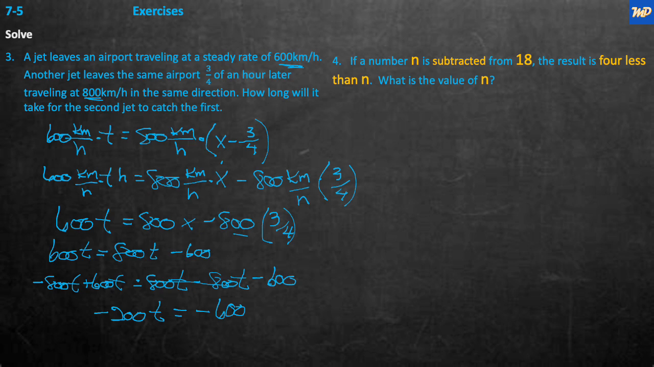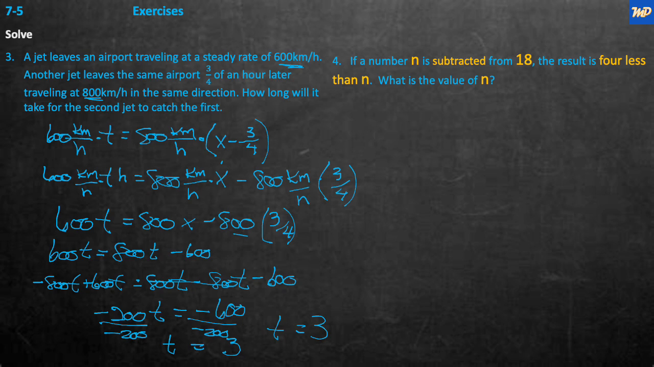And then if we divide both sides by minus 200 to get rid of the negative 200 on this side, dividing by minus 200 on each side, t will equal 3. T equals 3 because 200 goes into 600 3 times.